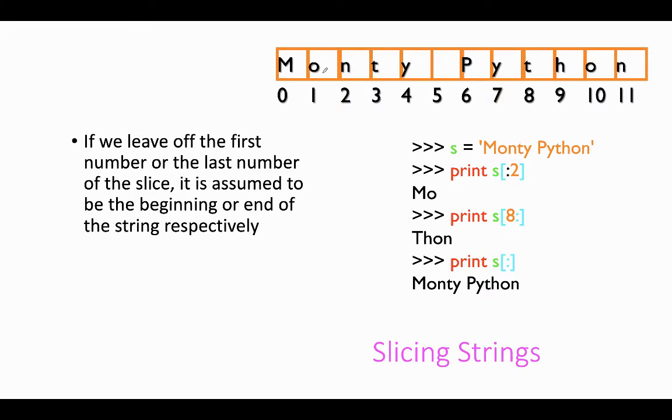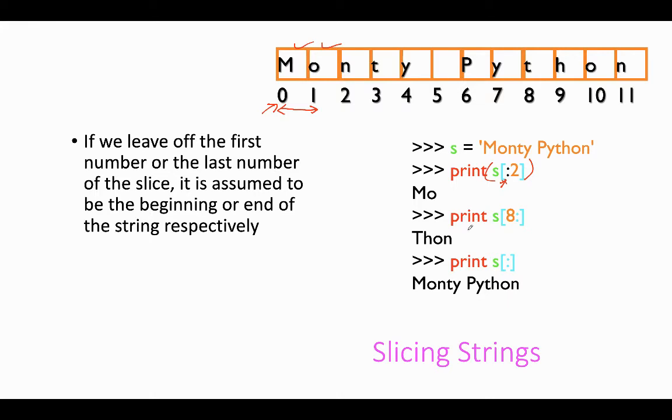So here, as usual, Monty Python will be stored. S equals Monty Python. Print S within square brackets colon 2. Okay, so only two values will be displayed. The starting number I have not given, I have just typed colon 2. So automatically it will always start with index number 0 and go up to 2. So M and O will be displayed.